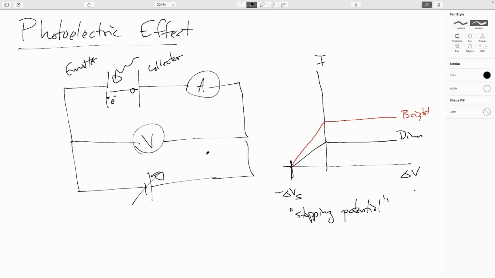Now, what was the classical prediction for all of this? Well, the classical prediction was that there wasn't a stopping potential. There were a bunch of predictions, and none of them matched experiment. One was that there was no stopping potential. Another was that you would get a photocurrent only after you shined the light on the metal for about 2 weeks. The actual experimental reality is that it's near instantaneous.